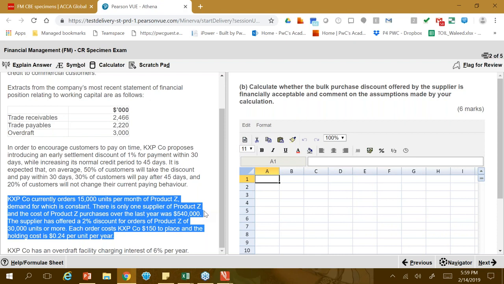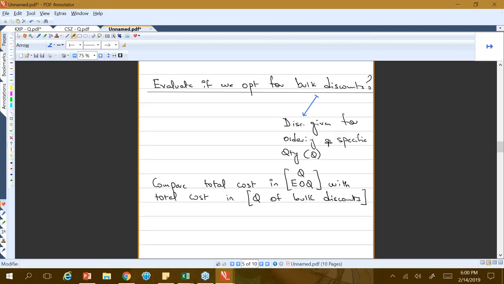Any quick questions here before we go into answering this one? Okay, yes, the questions are coming in. Why are we calculating EOQ? It didn't say anything about the EOQ. Well, it didn't say, but I said that this is how we deal with the bulk discounts. We compare the total cost under EOQ with the total cost under the bulk discounts. So this is how this requirement is solved.